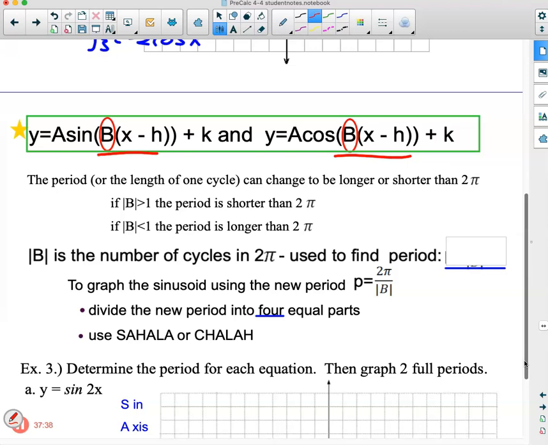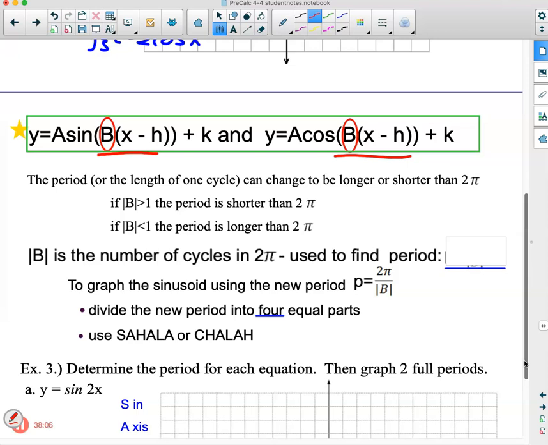If this B value is a 2, that is a horizontal compression factor of 1/2. Remember, these are about multiplying and dividing. So the opposite of multiplying by 2 is dividing by 2, which would be a 1/2. And if the absolute value of B is greater than 1, that's where we see the compressions, because we have to think opposites. If the absolute value of B is less than 1, well, then your period is going to be longer than 2 pi.